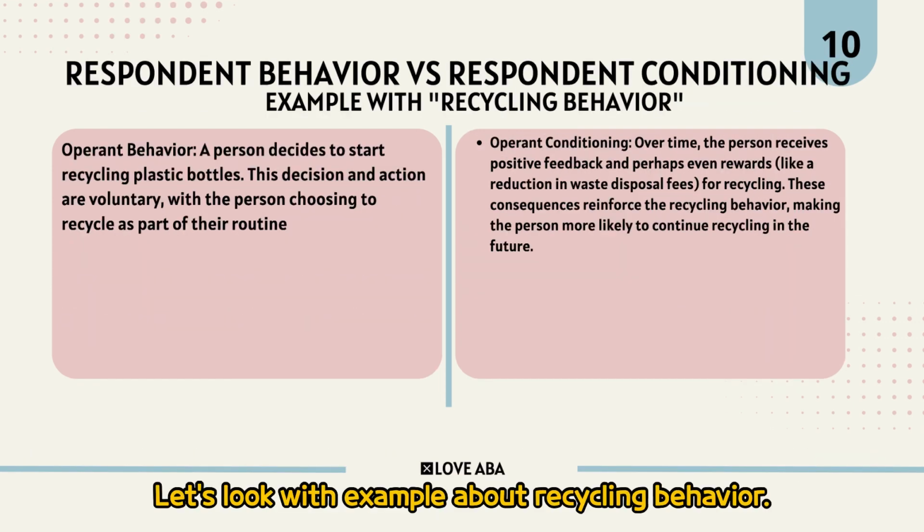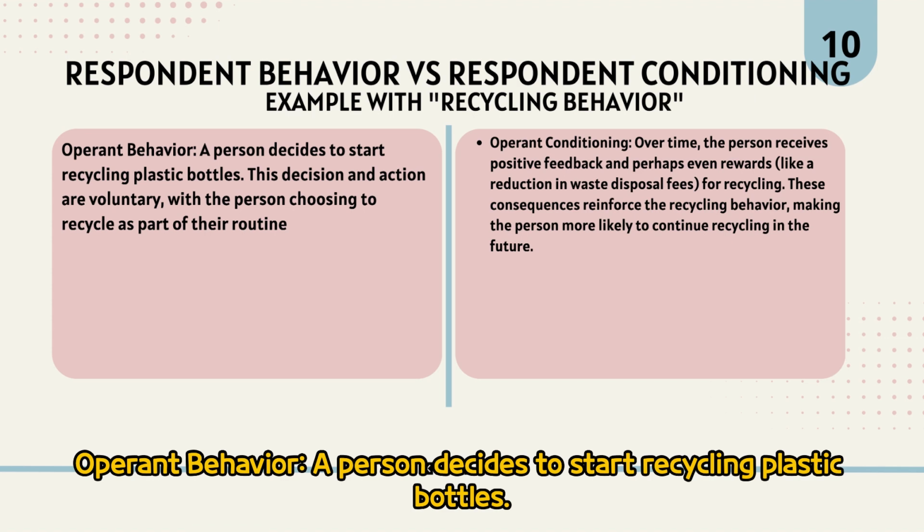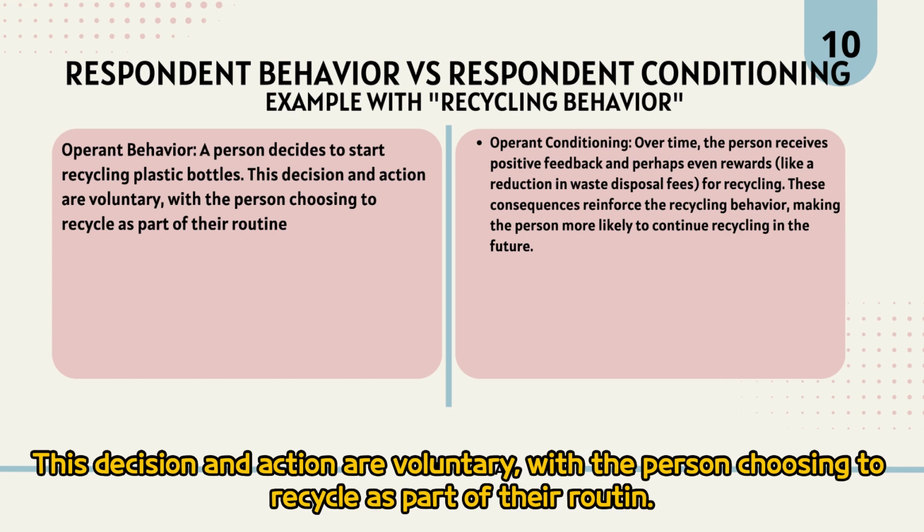Let's look at an example about recycling behavior. Operant behavior: a person decides to start recycling plastic bottles. This decision and action are voluntary, with the person choosing to recycle as part of their routine.